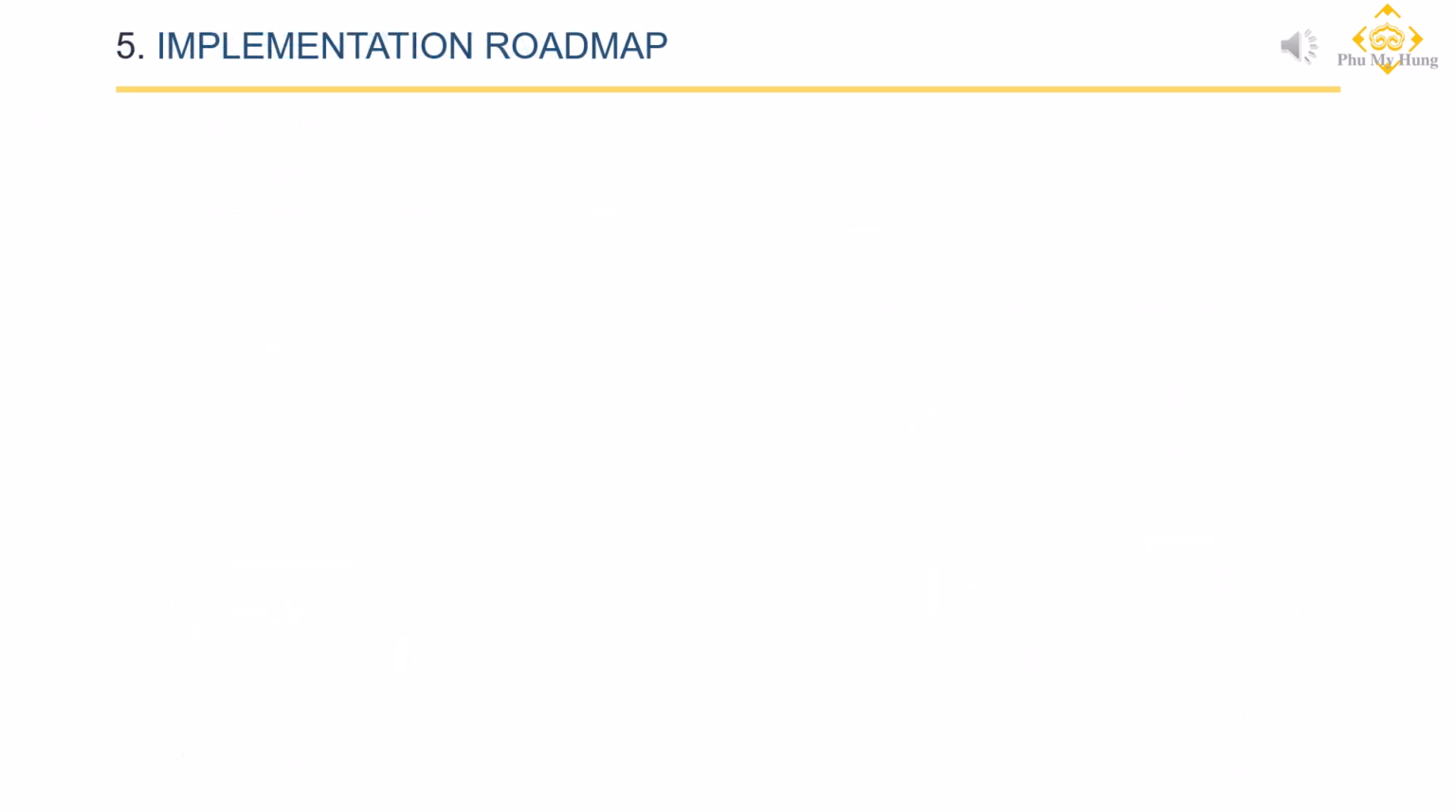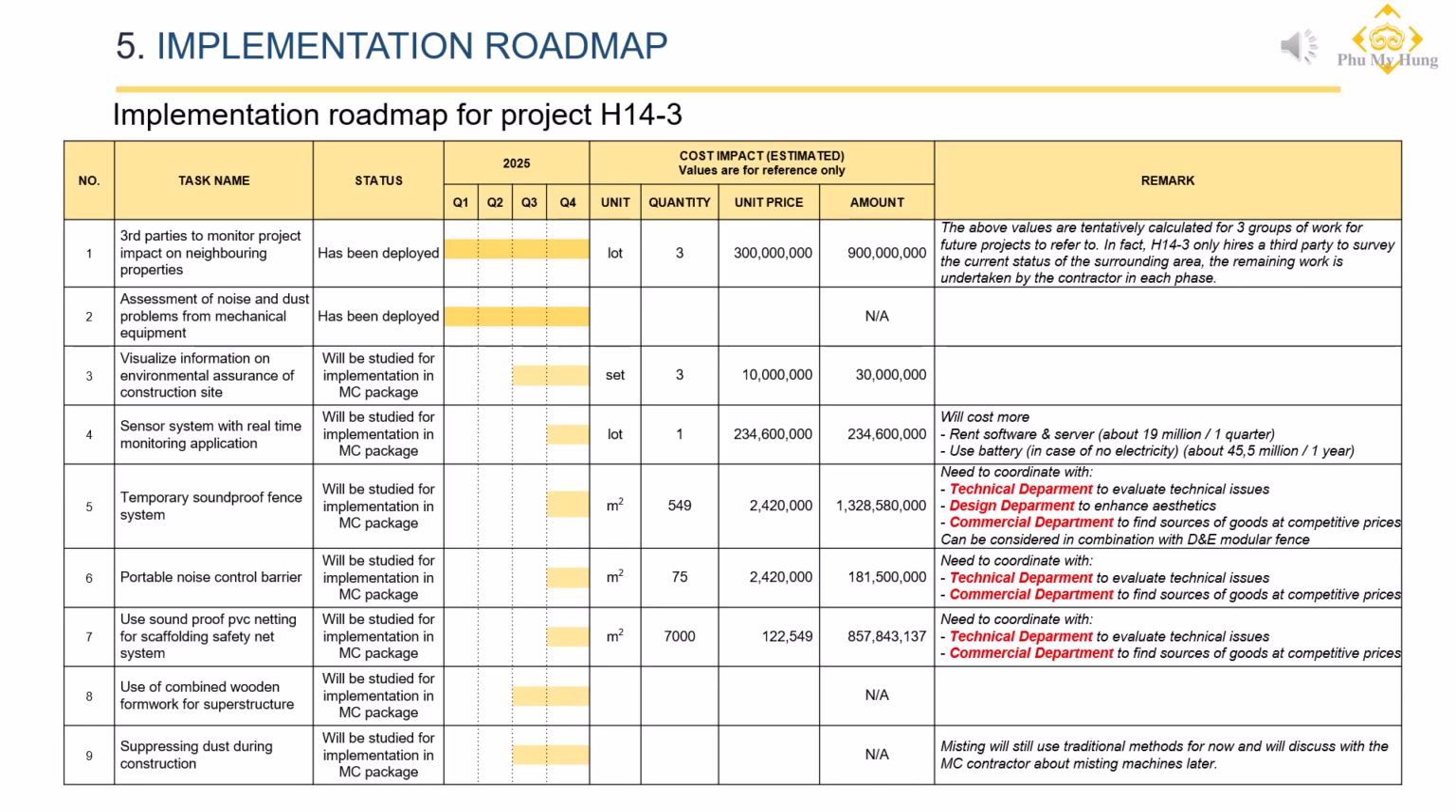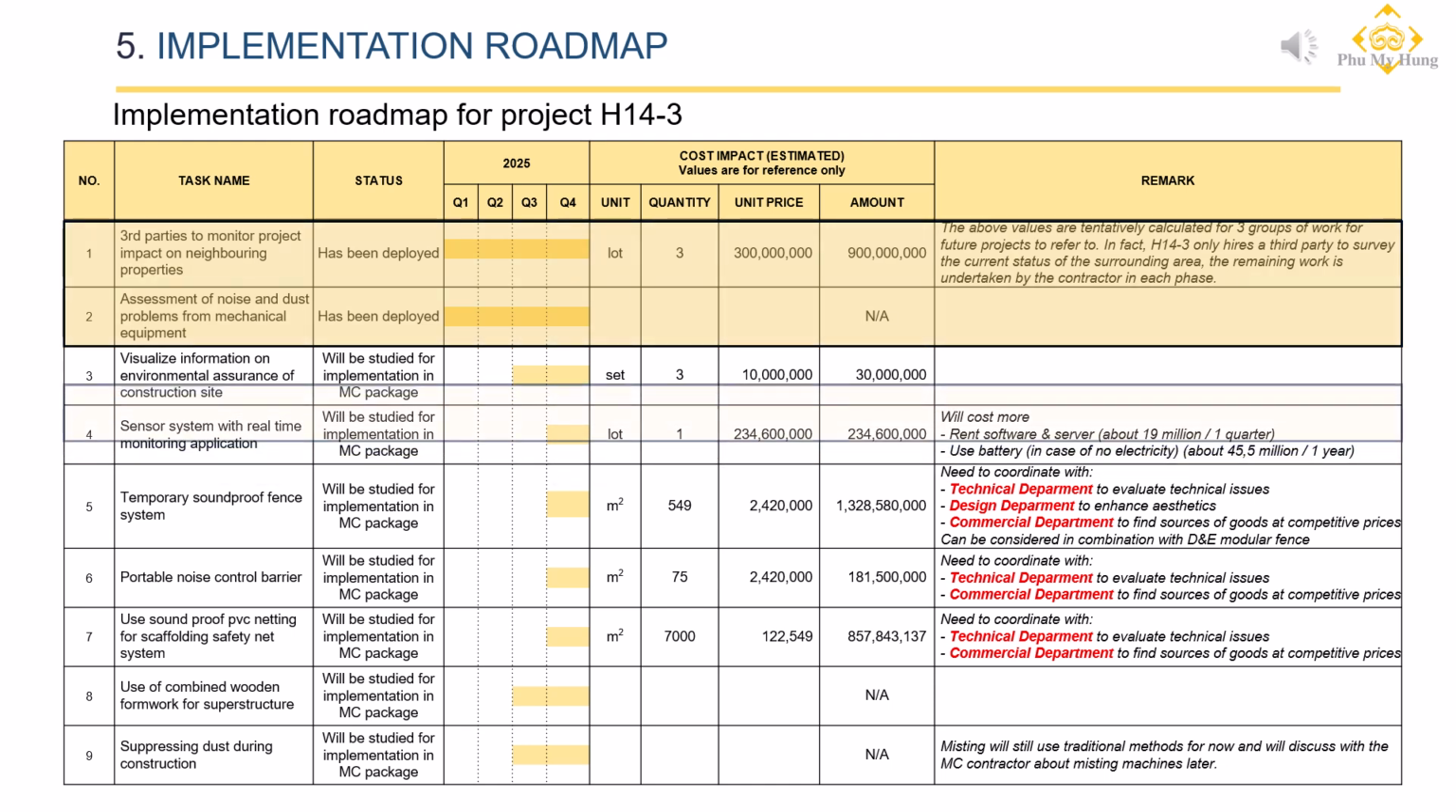In Part 5, we will present the implementation roadmap. This table will include the status of the risk mitigation plan, expected deployment timelines, preliminary costs, and additional notes. Task 1 and 2. These tasks have already been deployed on-site. Regarding costs, for Task 1, we only signed a contract with an additional company to survey the neighboring project site conditions at an approximate cost of VND 300 million. The remaining two factors have been coordinated with the contractor, with costs covered by them.